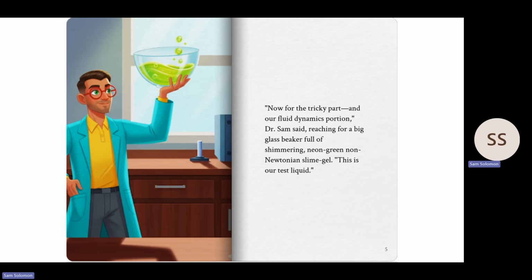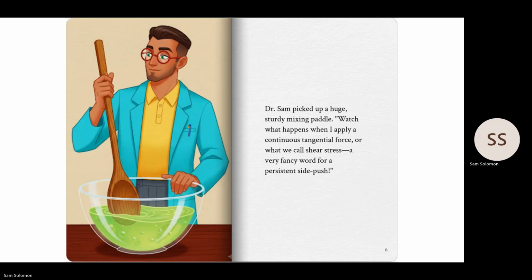"Now for the tricky part and a fluid dynamics portion," Dr. Sam said, reaching for a big glass beaker full of shimmering neon green non-Newtonian slime gel. "This is our test liquid." Dr. Sam picked up a huge, sturdy mixing paddle. "Watch what happens when I apply a continuous tangential force, or what we call shear stress, a very fancy word for a persistent side push."